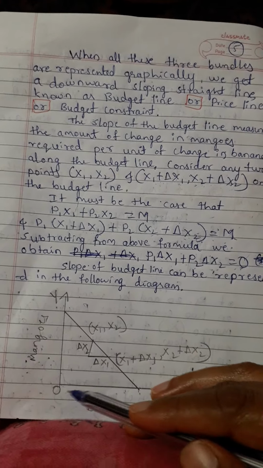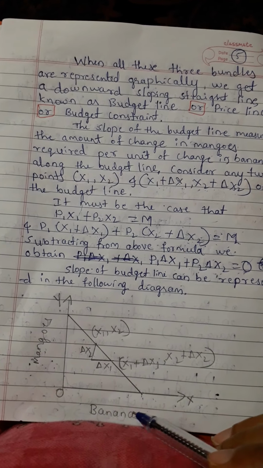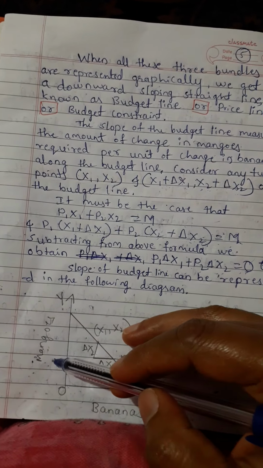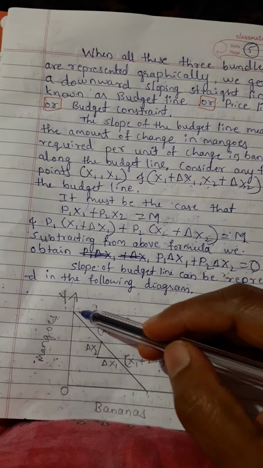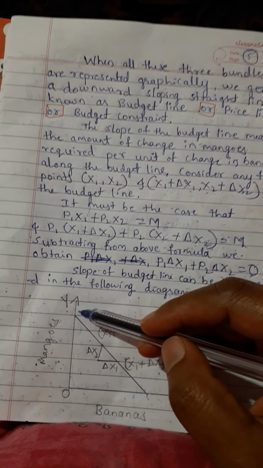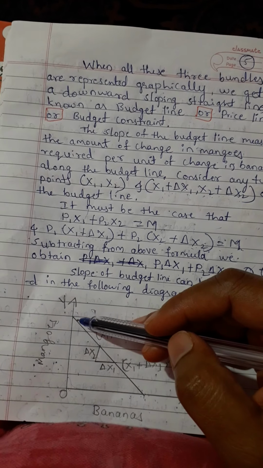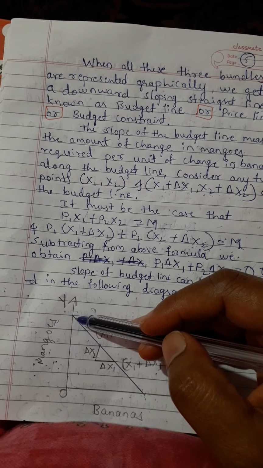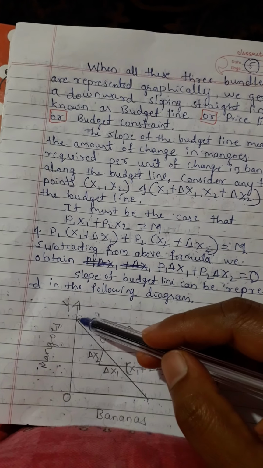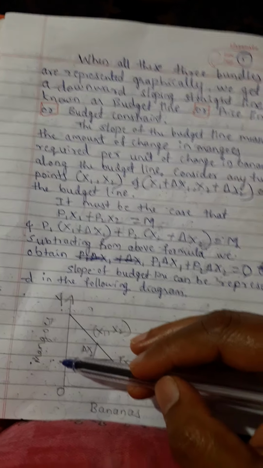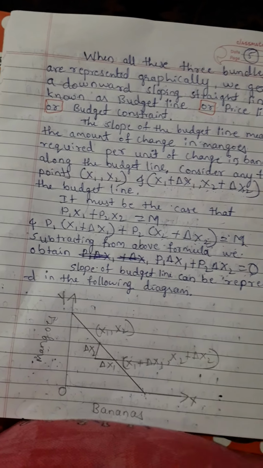We can see here the x axis is the bananas, and the y axis is the mangoes, and this line is a straight line. We call it the budget line, a straight line. It slopes downwards from left to right, and that is the reason: when the mango or banana quantity increases or decreases, it will have an effect on the line.